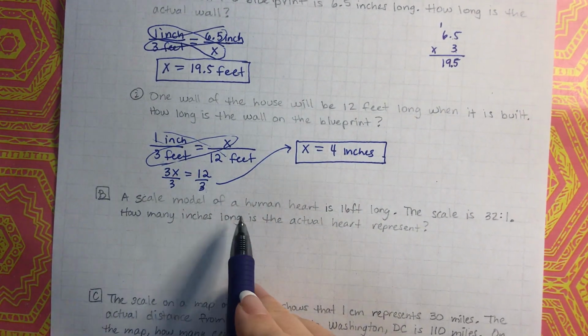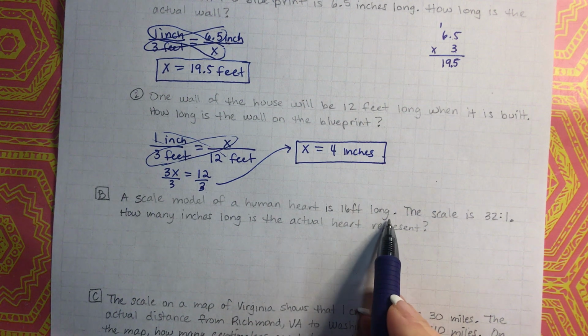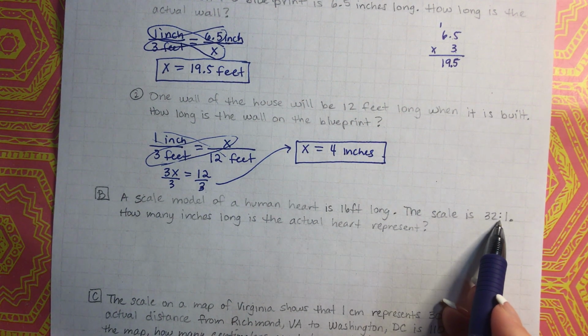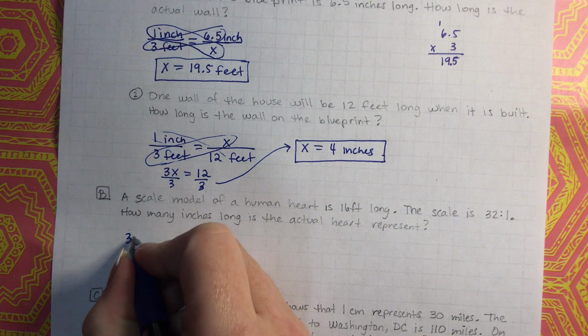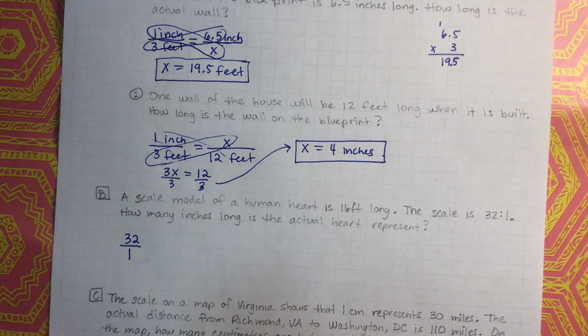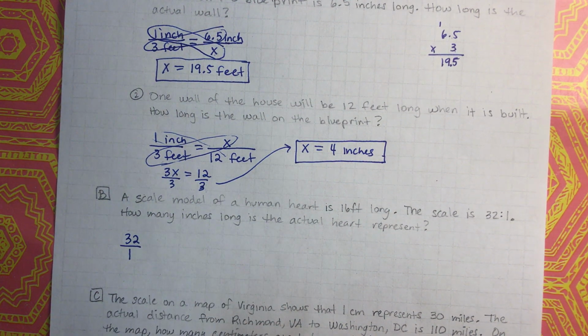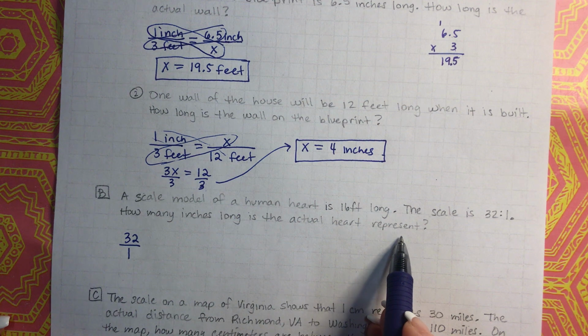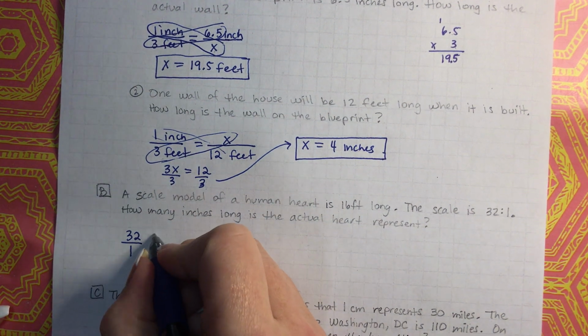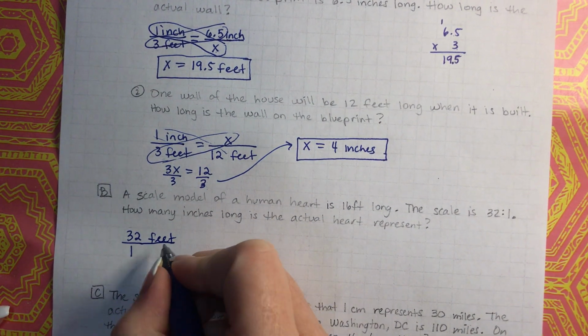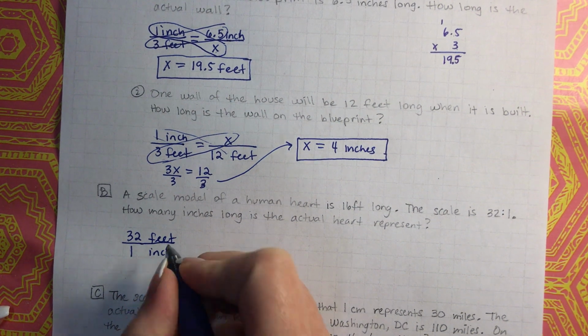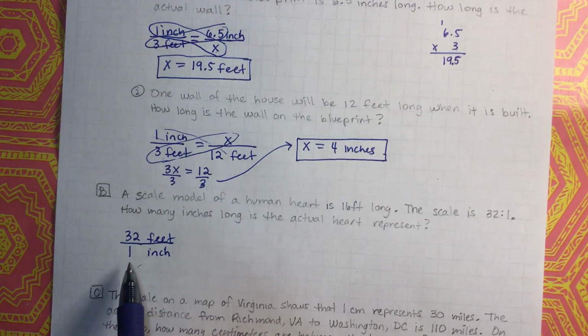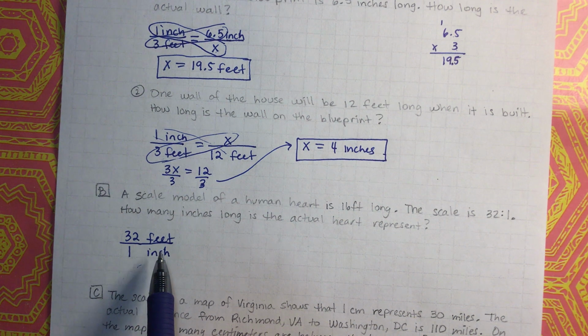It says a scale model of a human heart is 16 feet long. The scale is 32 to 1. So 32 to 1. How many inches long is the actual heart? So this is going to be 32 feet to 1 inch, because we know the human heart is small and the model is going to be bigger. So we're going to go inches to feet like that.